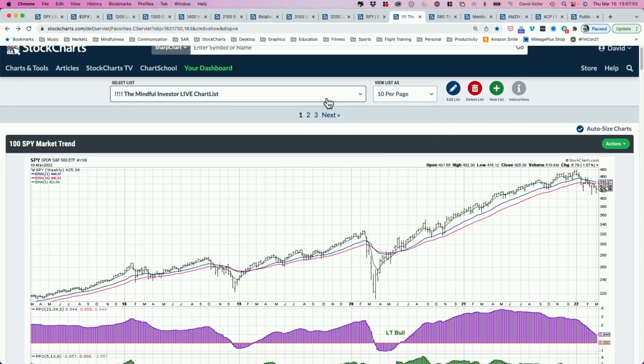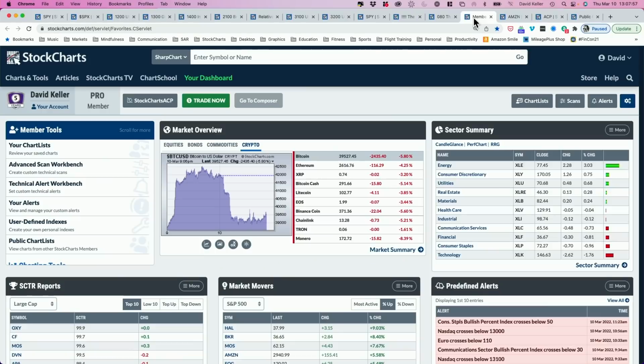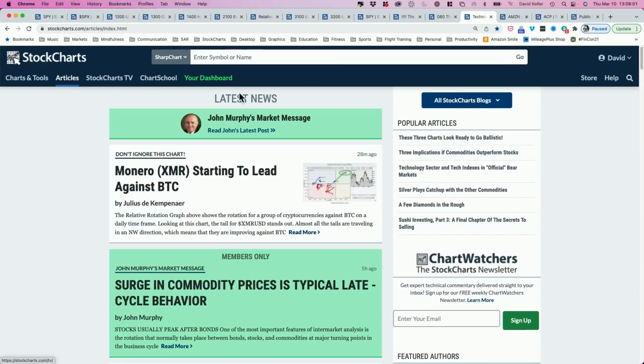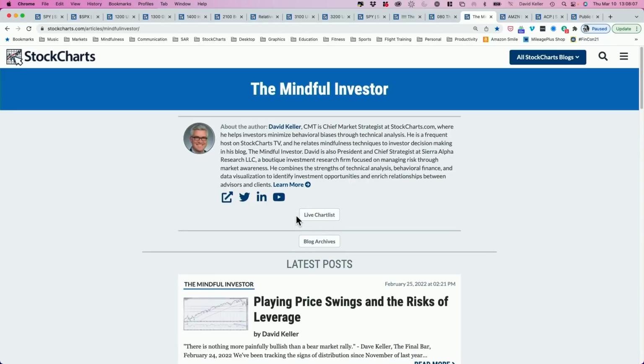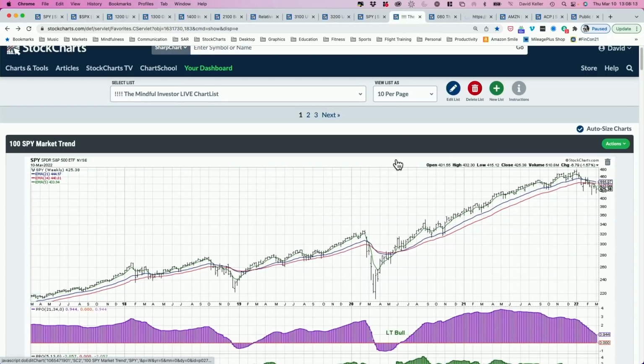As a reminder, this is a list of charts that I keep updated on StockCharts.com. If you've not seen the show before, if you go to the Articles tab at the top of our website where it says All Stock Charts Blogs, go to mine, which is called The Mindful Investor, and you'll see a gray button at the top that says Live Chart List. If you click on that, it'll get you to this list of charts, which we'll review together now.